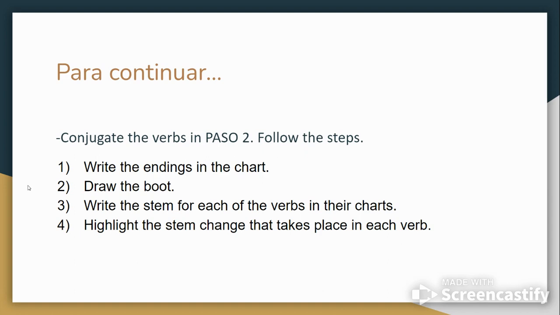So, after you finish this video, go to Paso Dos. You're going to follow the steps that are written on your page. First, start out with what you know, write in those endings in the chart. Then draw on your boot. Make sure to color it. Make sure that it's indicated somehow so you don't have anything that you forget inside the boot. Then write in the stem for each of the verbs in their charts. And then highlight the stem change that takes place in each verb.